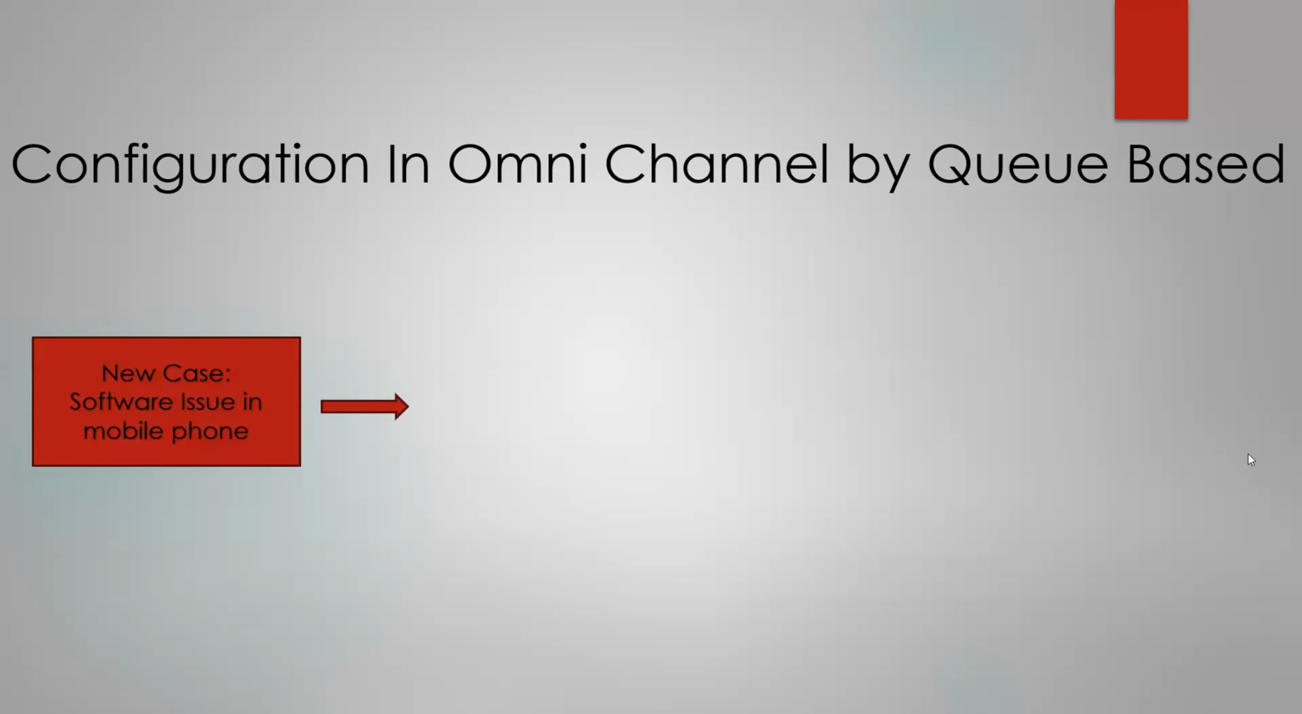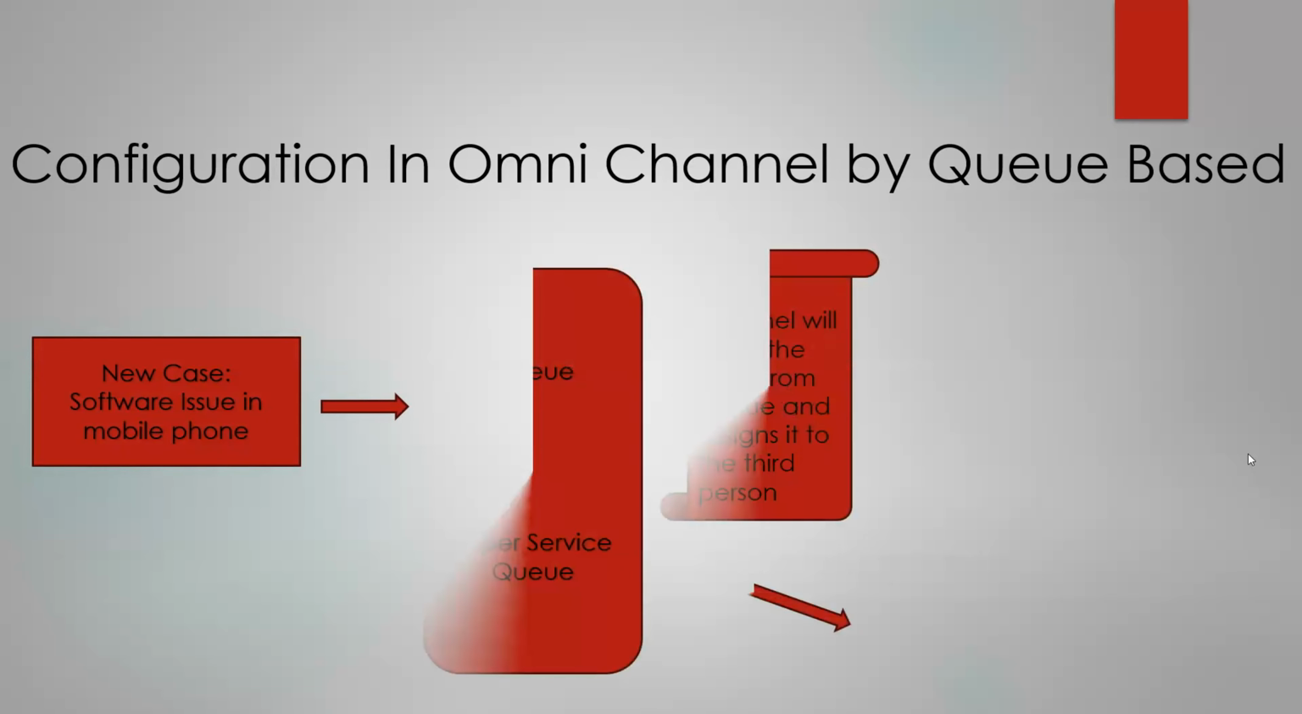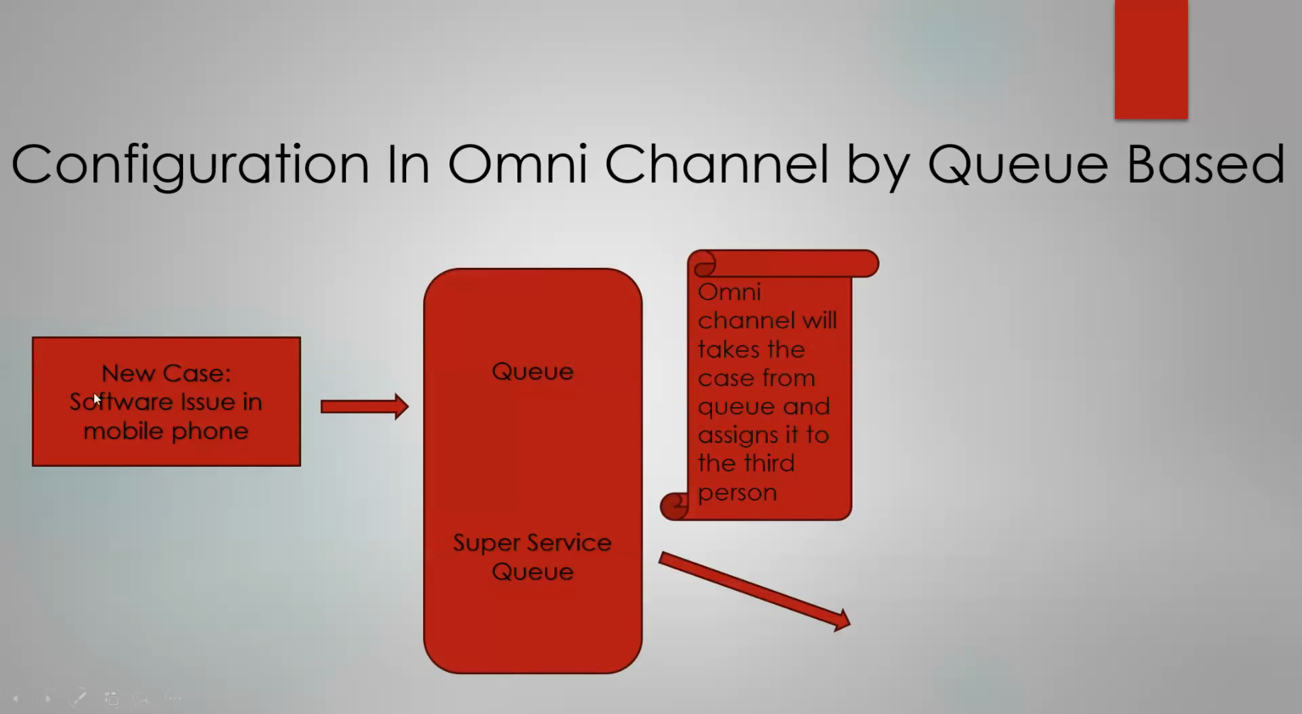A new case is registered in our case object, a software issue in a mobile phone. What will happen after that? As you saw in the last slide, the case is assigned to the queue. From the queue, here Omni-channel comes into the picture. The queue name is Super Service Queue. What will Omni-channel do? Omni-channel will take the case from the queue and assign it to the third person.